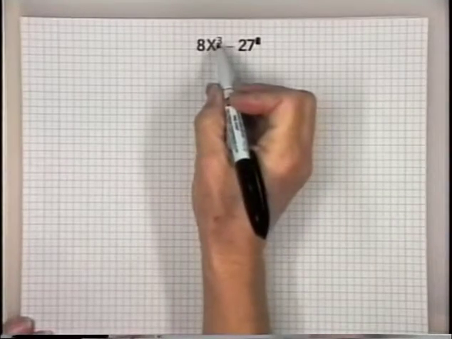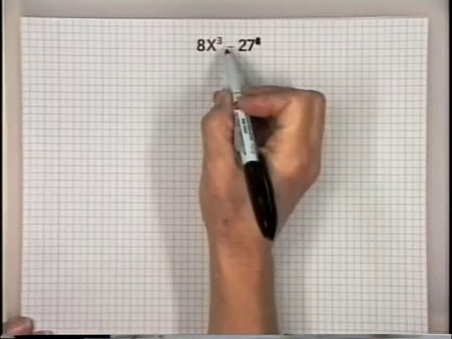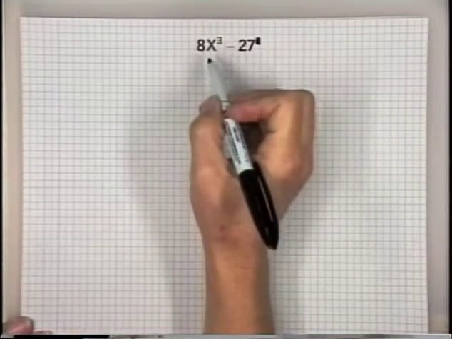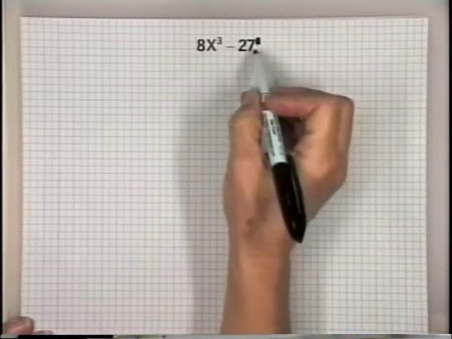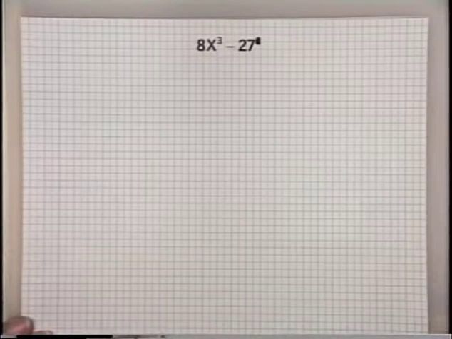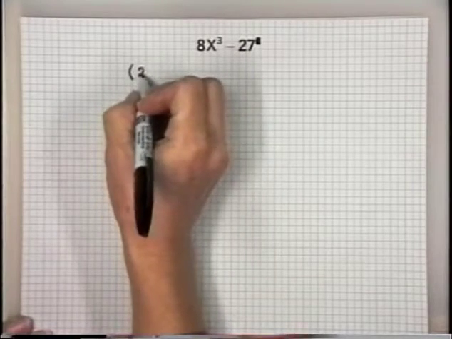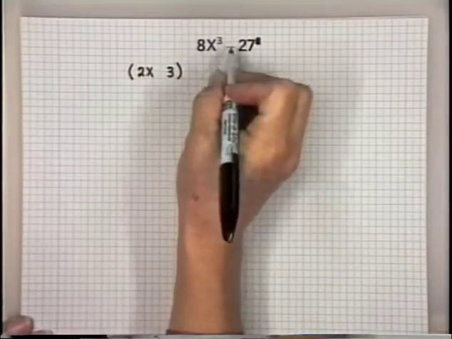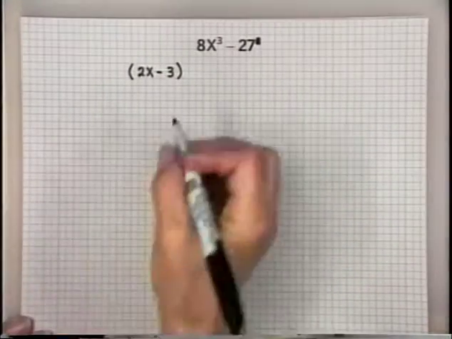It is not a difference of squares, obviously. Could it be a difference of cubes? 8x cubed is a perfect cube. Its cube root is 2x. And the cube root of 27 is 3. So this is a difference of cubes. To factor this, we will take the cube roots of 2x and 3. Our sign here will agree with the sign in the problem, so I will have 2x minus 3 here.